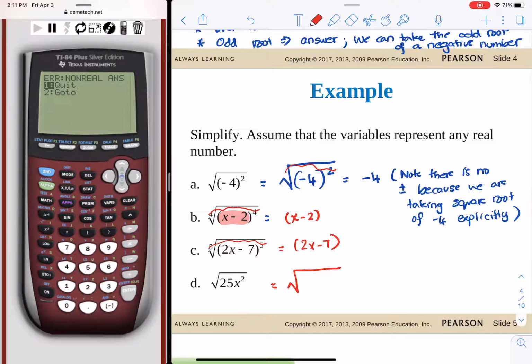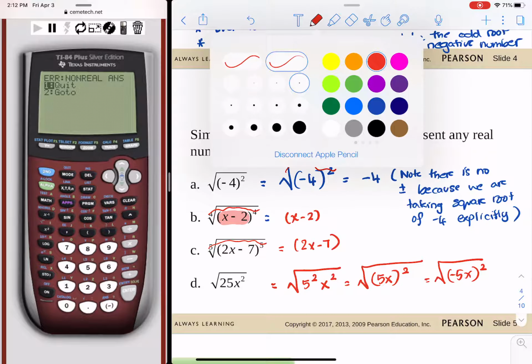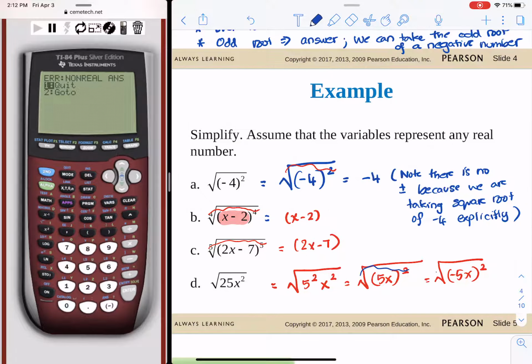In the last part, we have 25, which is 5 squared, times x squared. We can combine the two and write it as 5x squared. Keep in mind that is the same as saying (-5x) squared. So in this case, plus or minus is important because those two would go away. So the answer could either be positive 5x or negative 5x, which would imply plus or minus 5x.